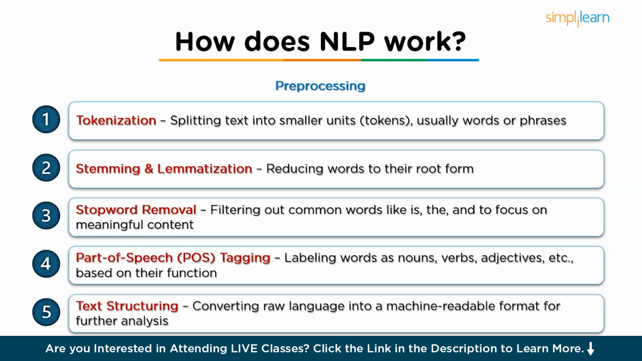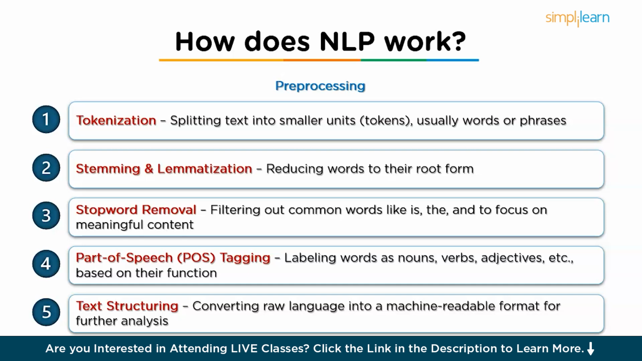Another important step is removing stop words like is, the, and, which don't add much meaning to a sentence but can clutter the analysis. Additionally, part of speech, or POS, tagging labels each word based on its function, such as noun, verb, or adjective. This is crucial because words can take on different meanings depending on their role in a sentence.